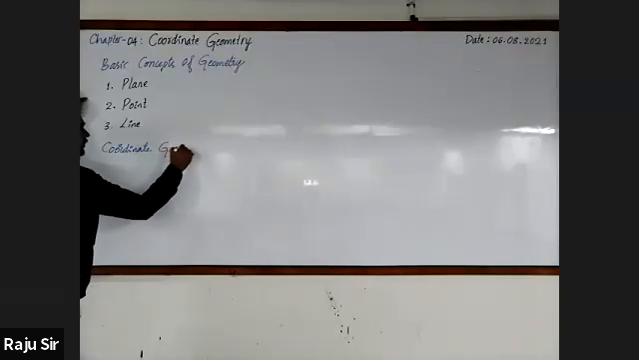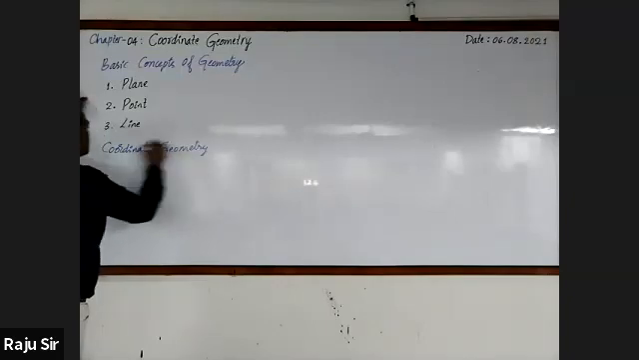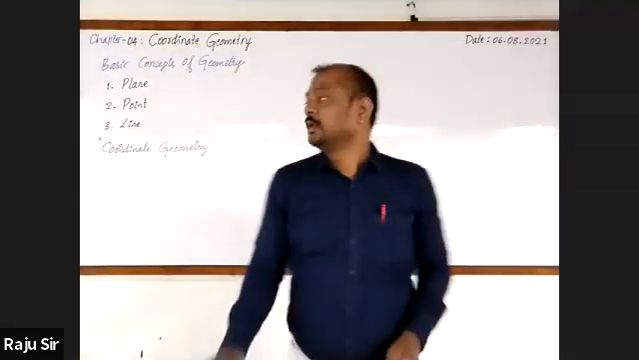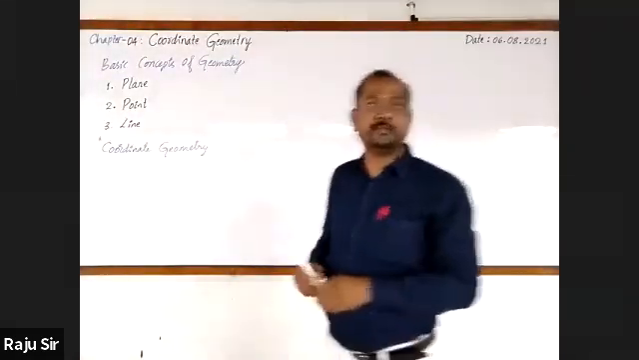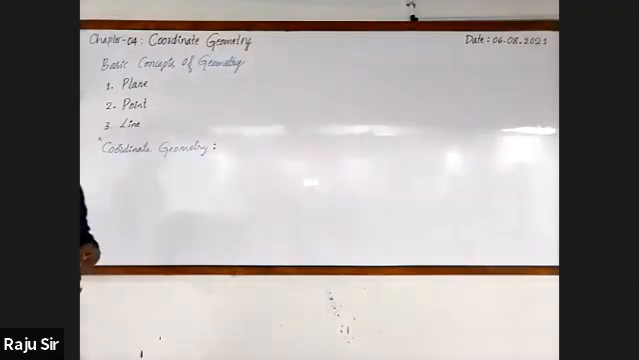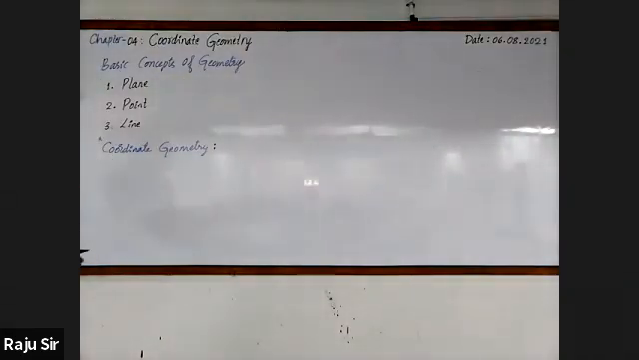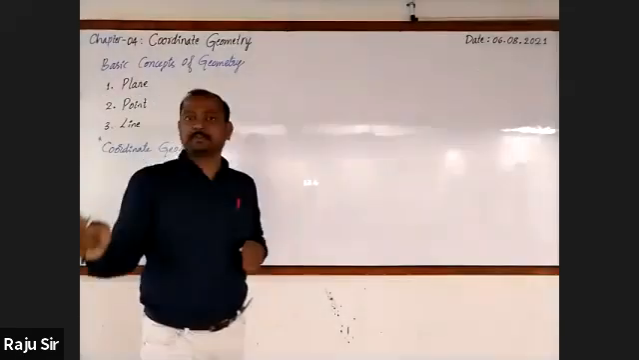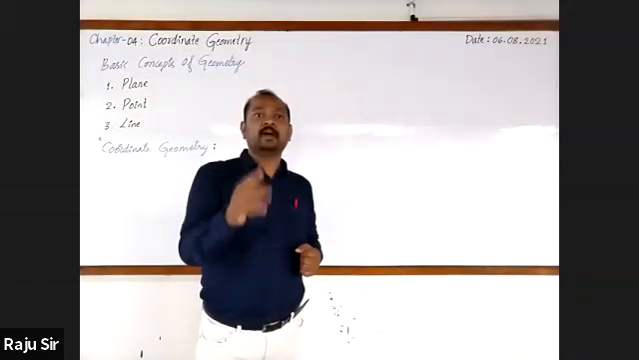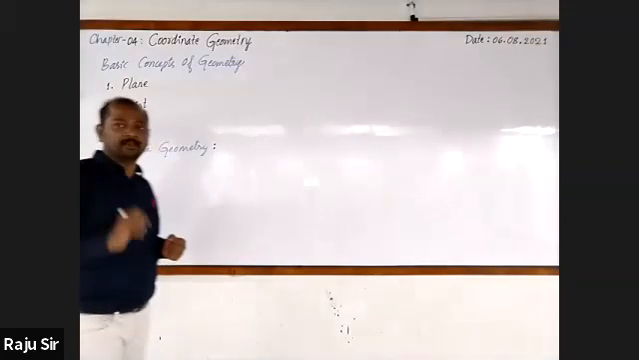Coordinate geometry. Don't neglect the definition. Just put a single star mark for this. We tell the definition: the branch of mathematics which deals with the relationship between the exact position of a point on a plane and a pair of algebraic numbers. Right.